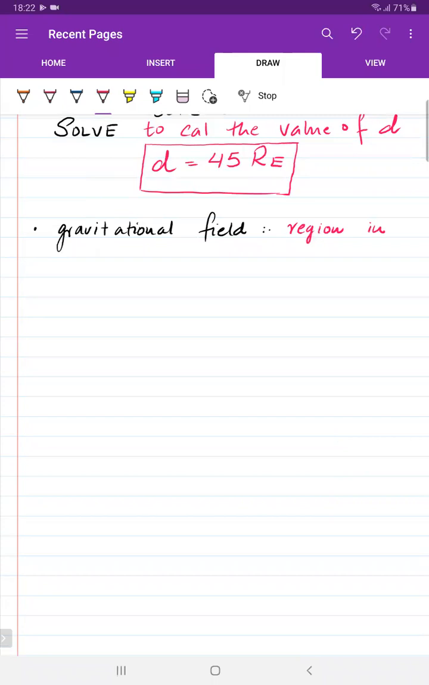Region in which a mass experiences a force of attraction.